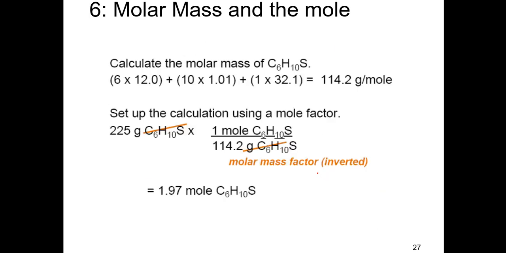And we can do this for much bigger molecules. Once we figure out the molar mass, we can use it as a conversion factor. In this case, we had to invert it or put the grams on the bottom, because that way the starting value grams cross cancels, and that leaves the desired moles.